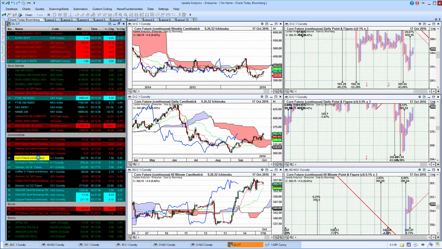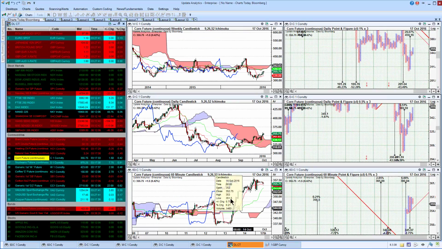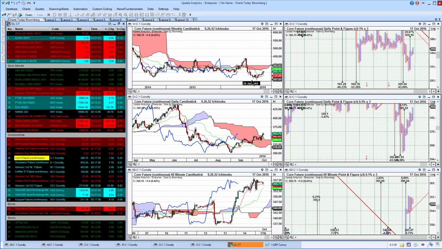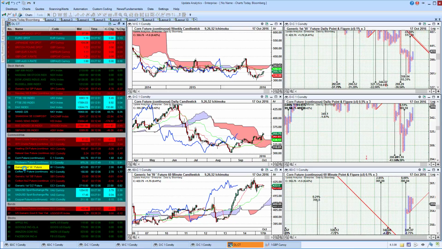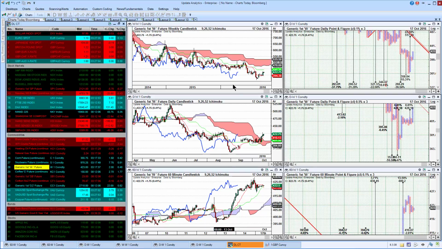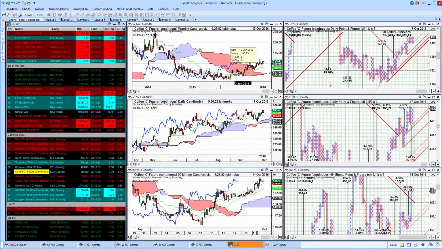Softs look a little bit better today. We're seeing most softs are up. We see here that we're bearish corn on the long term and medium term, but bullish on the short term, and quite good upside potential. If we look at wheat, much the same thing here. And then if we just take a look at coffee, just coming through on the weekly and bullish on these other charts. So coffee looking quite good there.